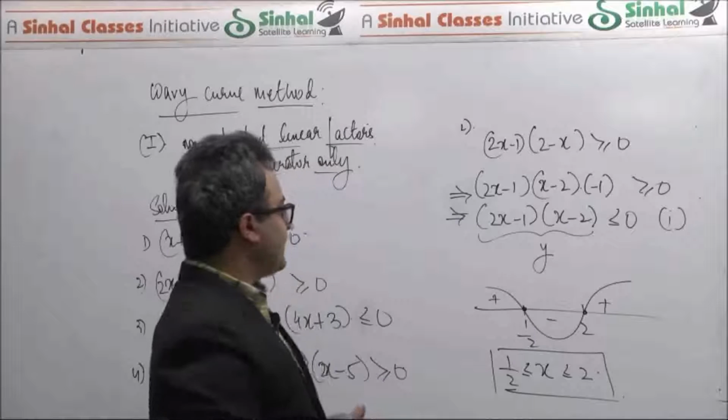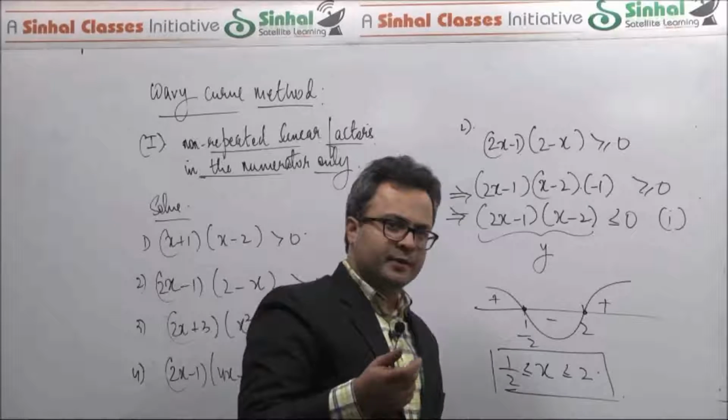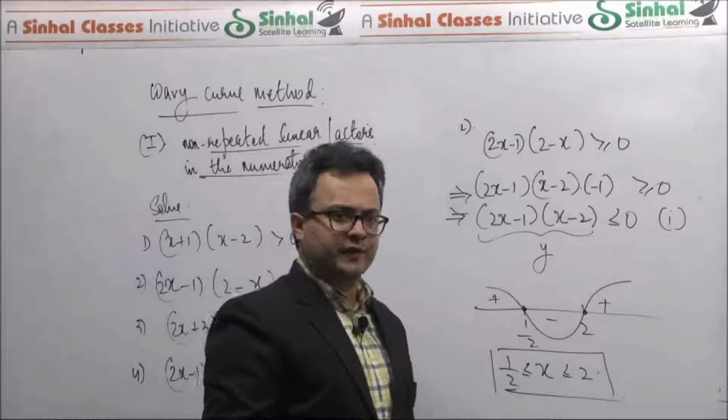Right, so the answer for the second part is that the value of x has to lie between half and 2, inclusive of both half as well as 2.